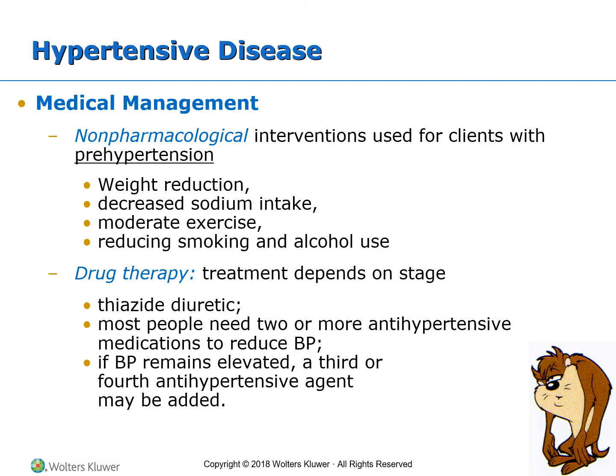Clients who require drug therapy may be treated initially with one drug, usually a thiazide diuretic. However, most people with hypertension will need 2 or more antihypertensive medications to reduce their blood pressure to target levels. If the blood pressure remains elevated with 2 drug combinations, a 3rd or 4th antihypertensive agent may be added. Secondary hypertension often resolves by treating its cause. When additional clinical conditions are accompanied by complications of hypertension, other drug therapy is indicated.